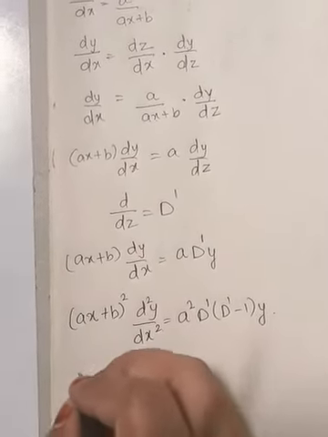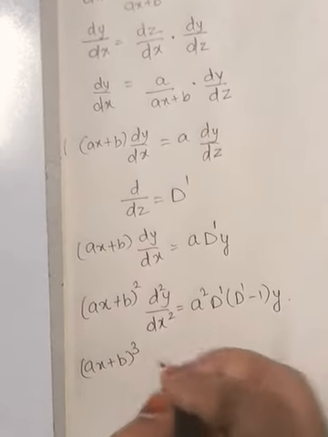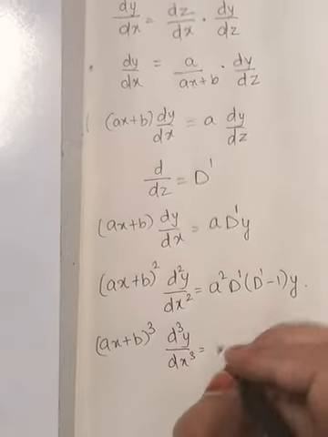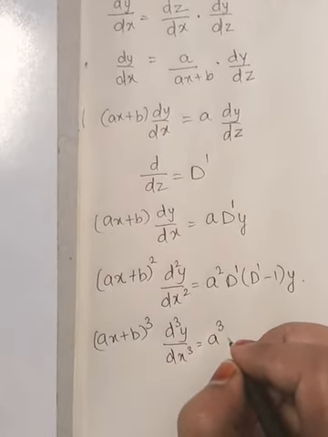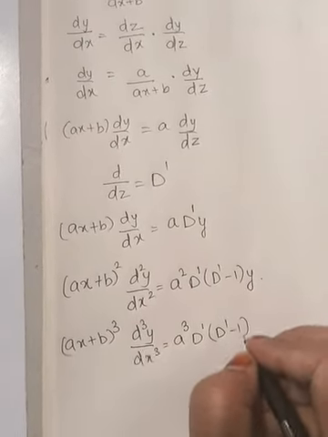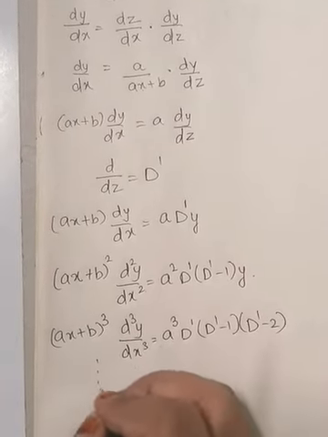Okay, now what will be our cube term? (ax + b)^3 d^3y/dx^3 is equal to, it will be a^3, right? Here what we'll get here? D'(D' - 1)(D' - 2). Okay, so on it will get continued.